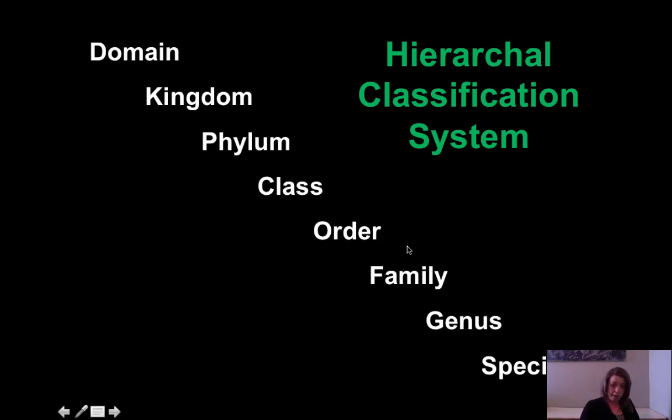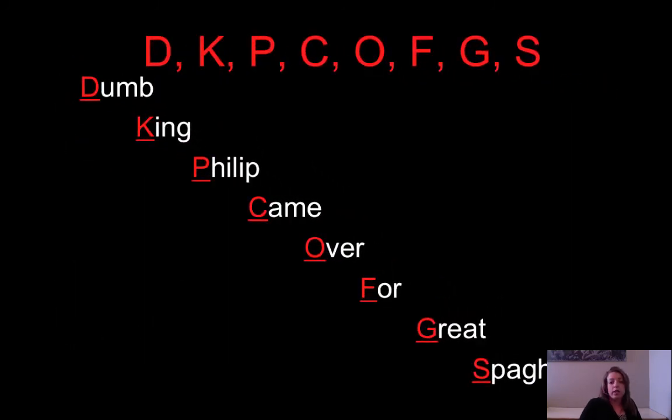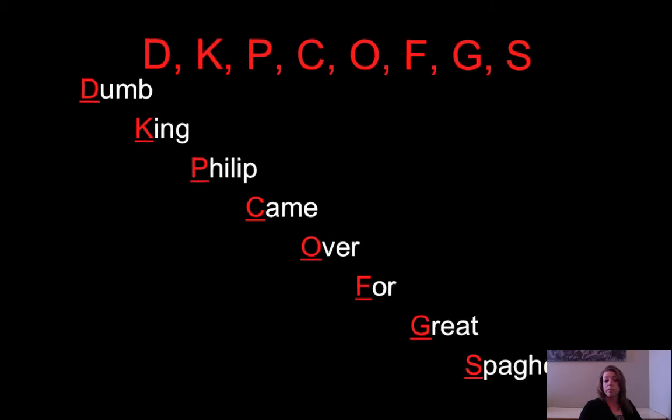I'm a fan of rote memorization, but if that doesn't work for you, we always have acronyms. And so here you have DKPCOFGS. Dumb King Philip came over for great spaghetti. If you can remember that phrase, you can remember the order that these taxa go in. And so hopefully you'll be able to get that right on upcoming quizzes and the exam.